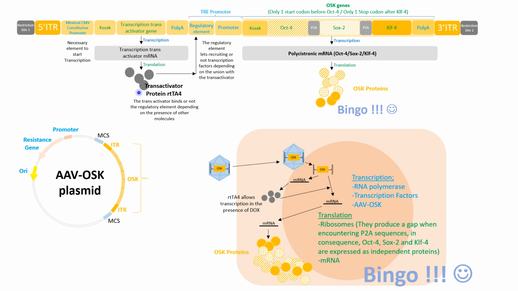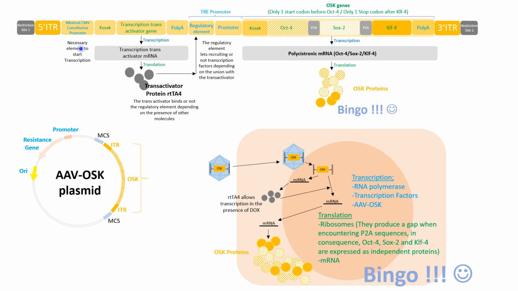This doxycycline binds the protein that is called the transactivator protein rtTA4, and it binds to the second promoter. By binding to the second promoter, it induces the transcription of the second cassette of genes. Okay, so that is it.